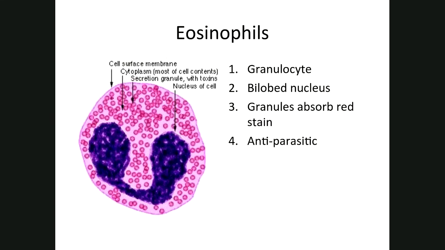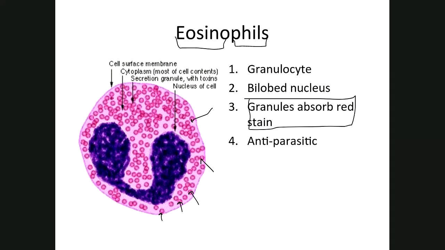Let's look at eosinophils. So remember, phil means to love. Eosin means that red stain. Look at these red granules. They're very large and very easy to see. They're all over the place. So this cell is going to be bright red because of these red staining granules.